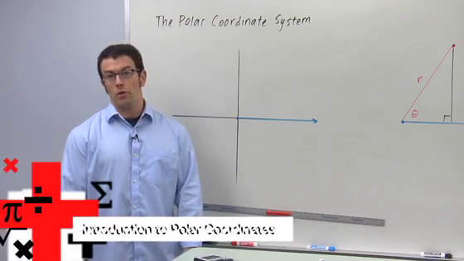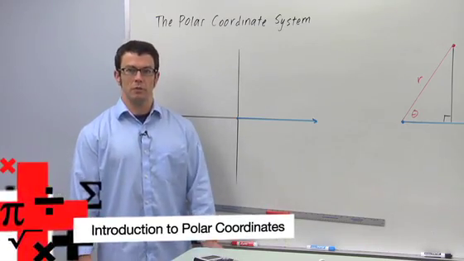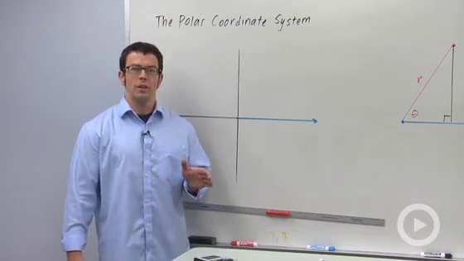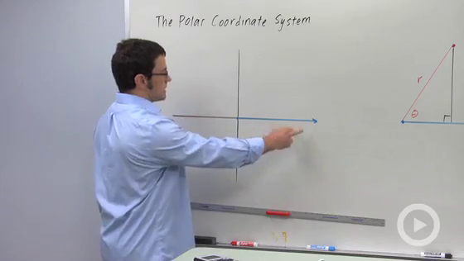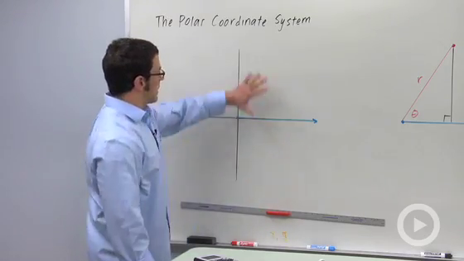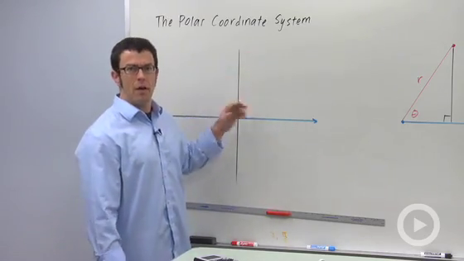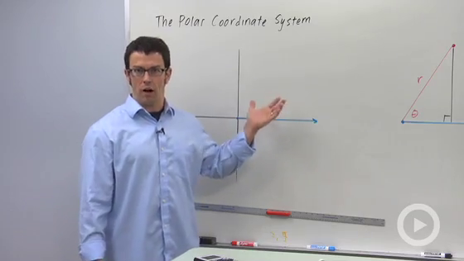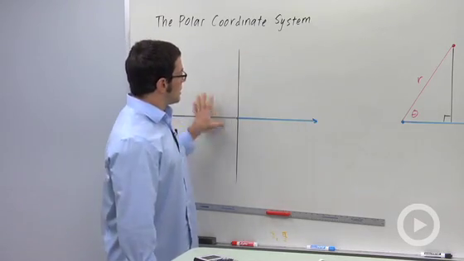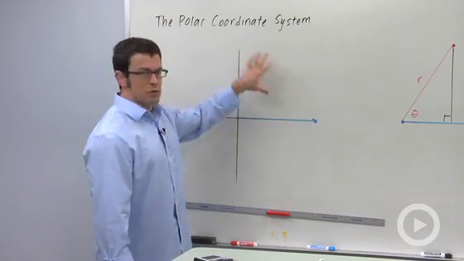I want to talk about the polar coordinate system. First, just a review of the rectangular coordinate system. Remember that the rectangular coordinate system has two axes, an x-axis and a y-axis, and every point in the plane can be described by a pair of coordinates that gives the x and y coordinates of the point. So every point can be described with sort of an address.